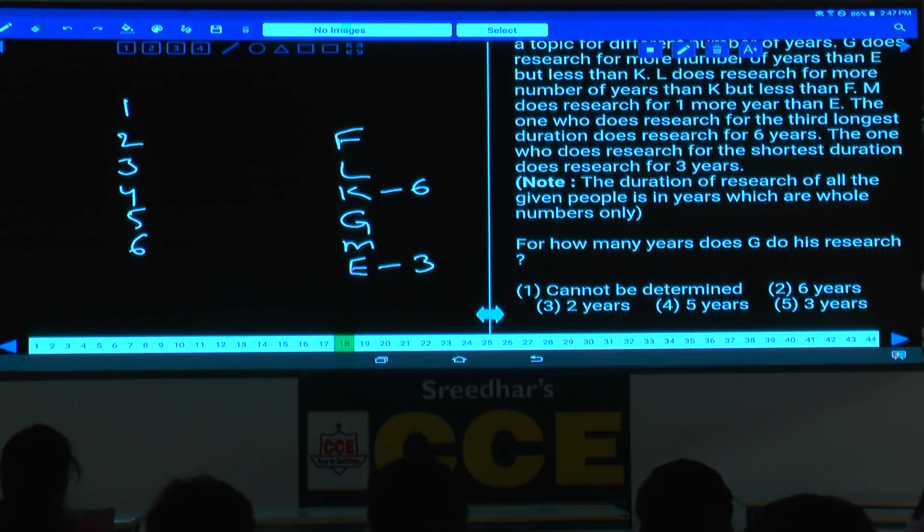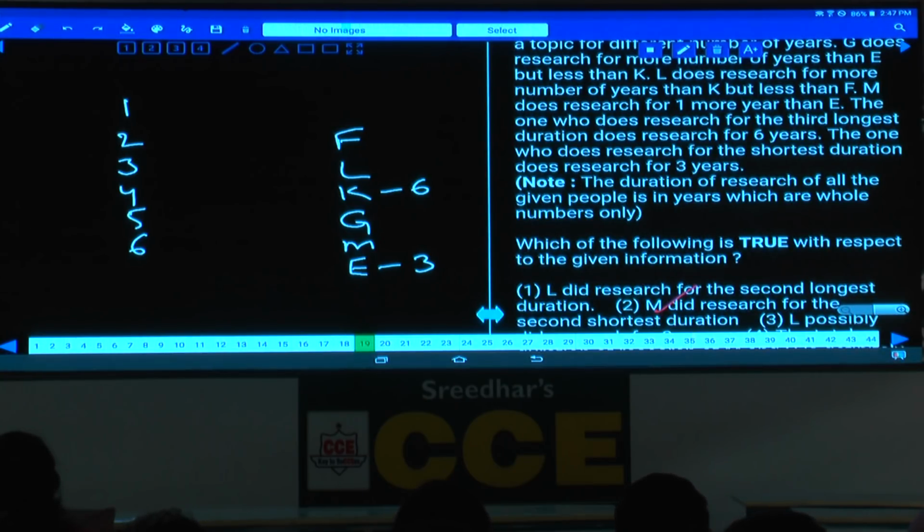Yes, tell me. Now 5. Why is it 5? Because different number of years is given. Between 3 and 6 there are only 2 possibilities, 4 and 5. Hence G must be 5, that is choice 4. Then question number 19. Now in question number 19, what is the answer here?